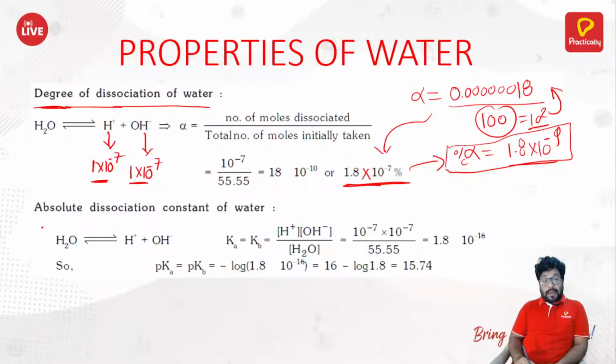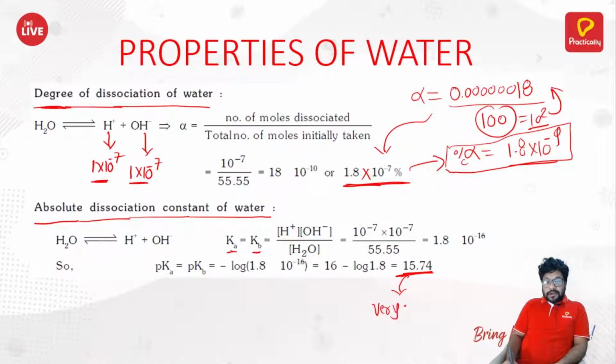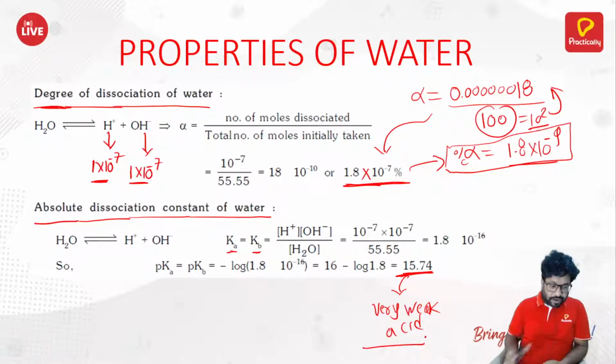If you want to find out the absolute dissociation constant of water, then you need to consider either Ka or Kb. So Ka or Kb is H plus times OH minus divided by H2O. You take both concentrations, 10 raised to minus 7 and 10 raised to minus 7, giving 10 raised to minus 14, divided by this. So you get the pKa of water as 15.74, which makes water a very weak acid. It's an extremely weak acid. Very, very weak.